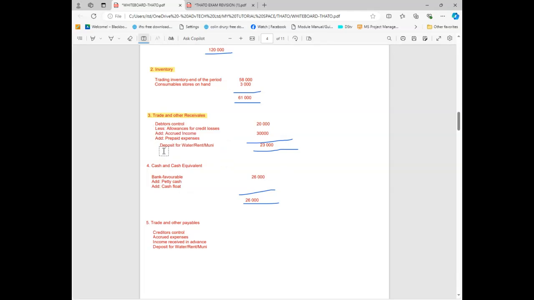So just know when to put the deposits here and when to put deposits here. Do you understand when to come here and when to come here? Yes. Trade and other receivables is when I have paid to the landlord or whoever, and trade and other payables is when the landlord gives it back to me.